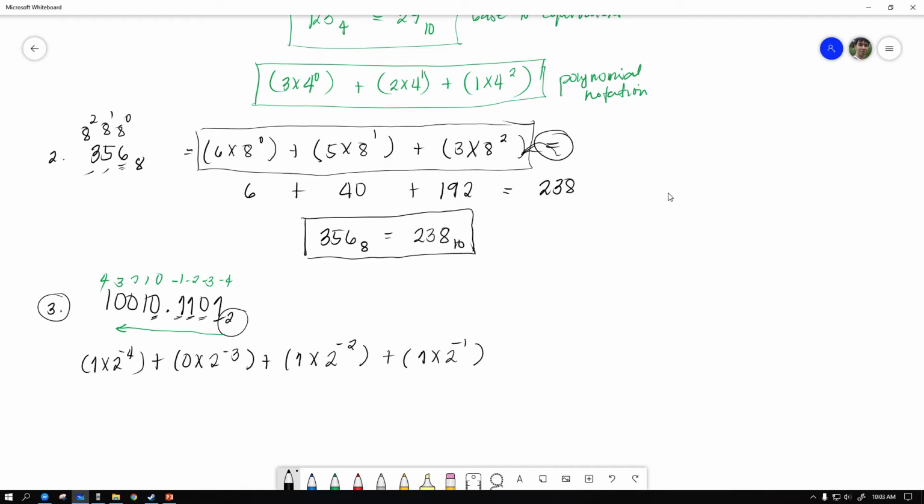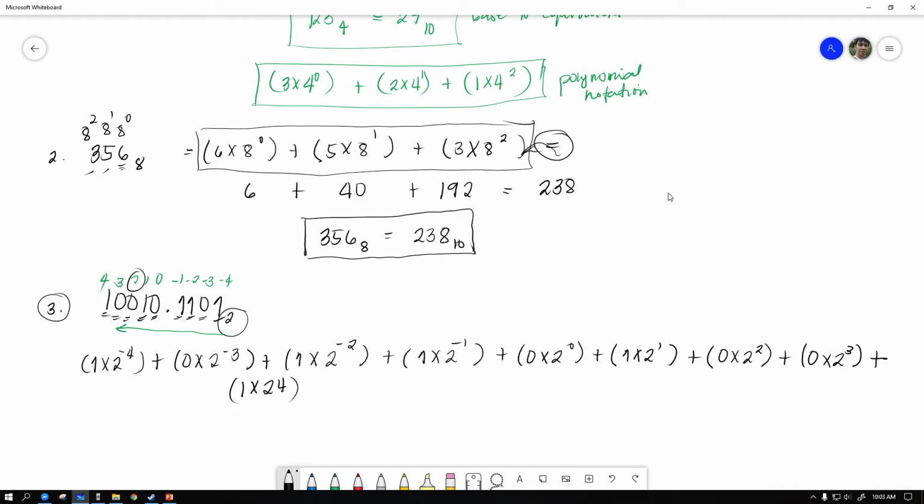The next we have 0 times 2 to the 0, plus 1 times 2 to the 1, plus 0 times 2 to the 2, plus 0 times 2 raised to 3, and then plus 1 times 2 raised to 4. That is its polynomial notation.